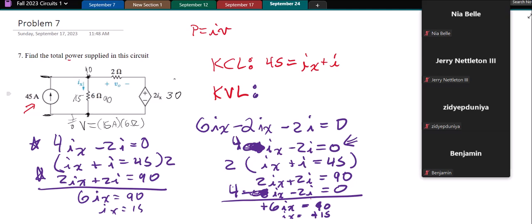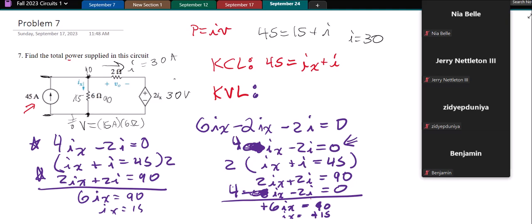The only thing I think I have left is to get that value, which I called I. And we know that 45 equals ix, which is 15, plus I, so I equals 30. So this is 30 amps. And this was 30 volts. Okay. So now I'm ready to get the power for each of my sources here.